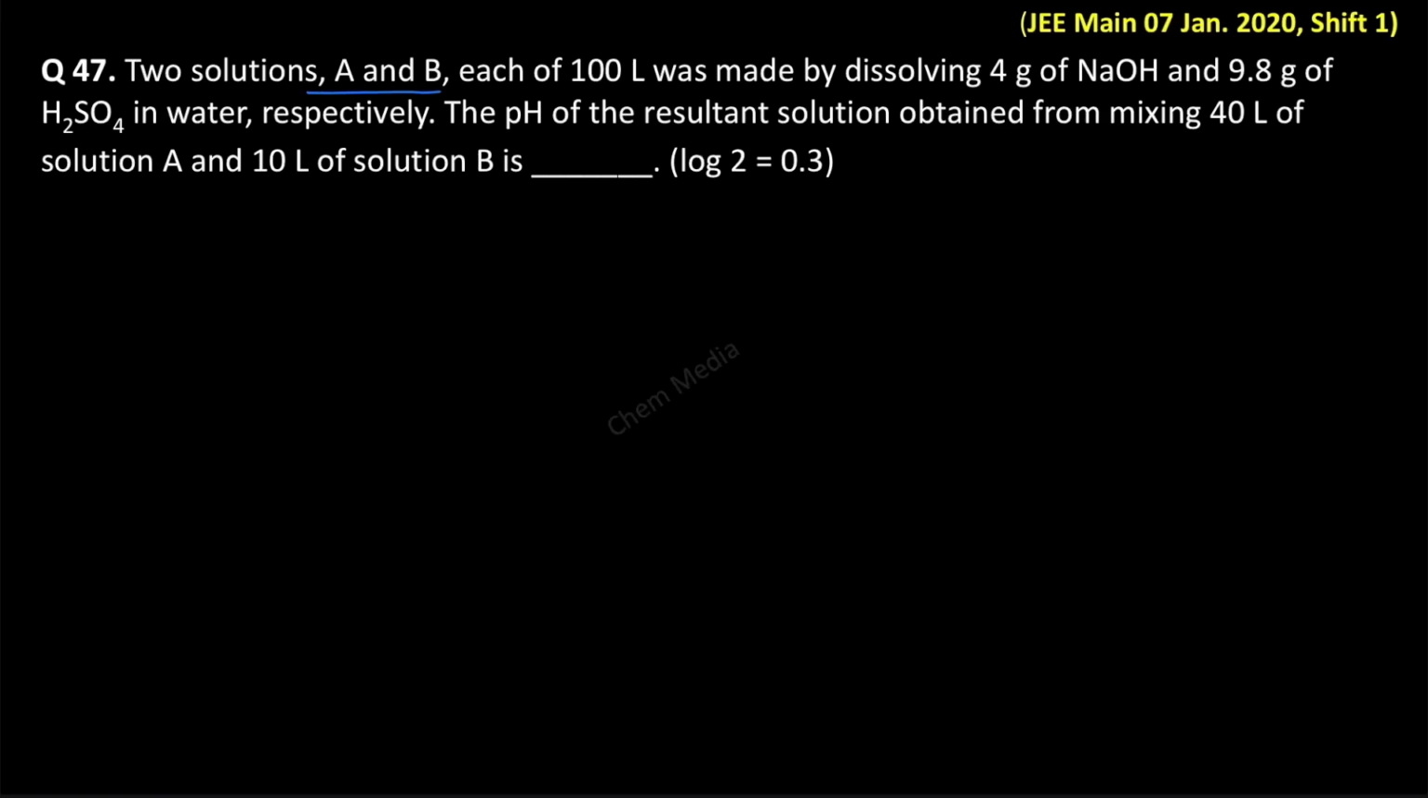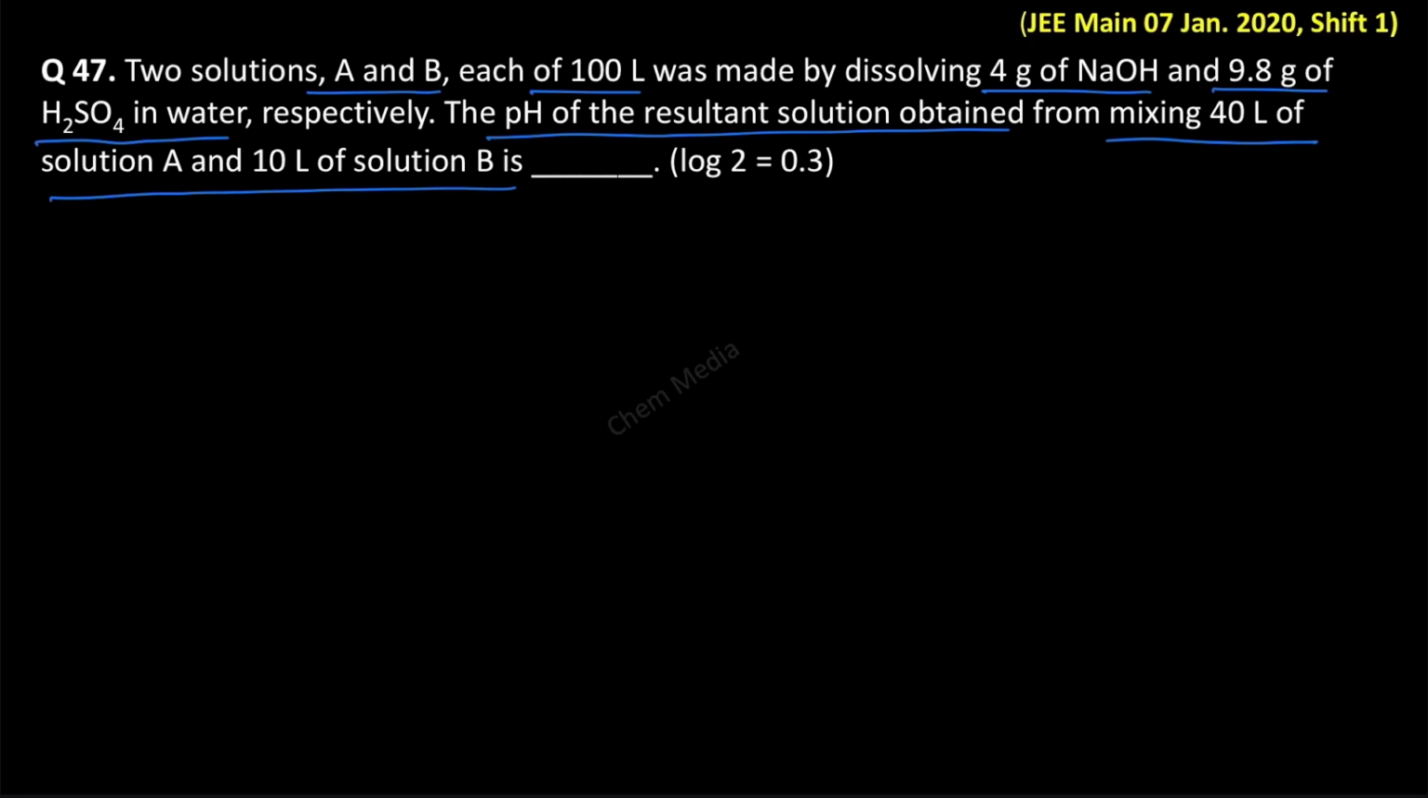Two solutions A and B, each of 100 liters, were made by dissolving 4 gram of NaOH and 9.8 gram of H2SO4 in water respectively. In that case, what is the pH of the resultant solution obtained from mixing 40 liters of solution A and 10 liters of solution B?